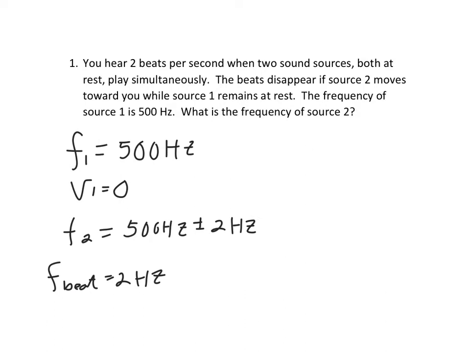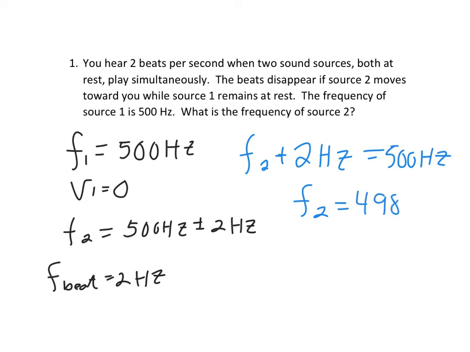How do we know which one it is? Source 2 is moving toward you. If you remember with the Doppler effect, as something gets closer, the frequency will increase. So frequency of source 2 plus 2 hertz equals 500 hertz. So that means the frequency of source 2 must be equal to 498 hertz. Again, my clue here was the fact that source 2 moved towards us, so that means frequency had to increase so that you were hearing no more beats. So in order to increase and get to 500 hertz, you needed the lower number.